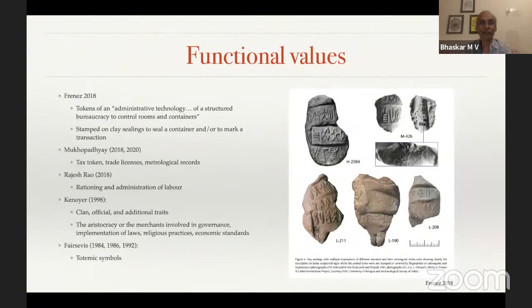The functional values. This is what we will be concentrating mostly on. So we will spend a little bit more time on this particular slide than on the others. Dennis Frenes, in the paper that I cited earlier, talks about the functional values of the Indus seals as tokens of an administrative technology of a structured bureaucracy to control rooms and containers. The container is a key word here. It keeps surfacing, and we will see it.